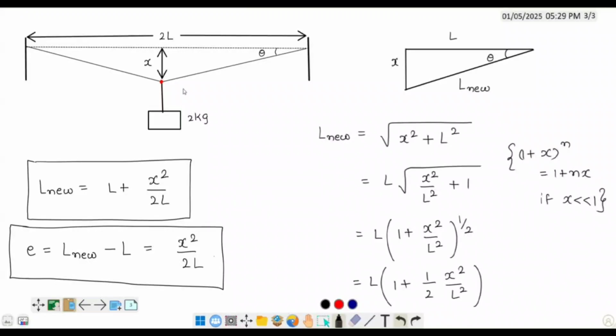So we got the elongation in the rope, and let us identify what's the relation between x, L and theta. From this very figure, we can write it, so I'll take it to the next page.